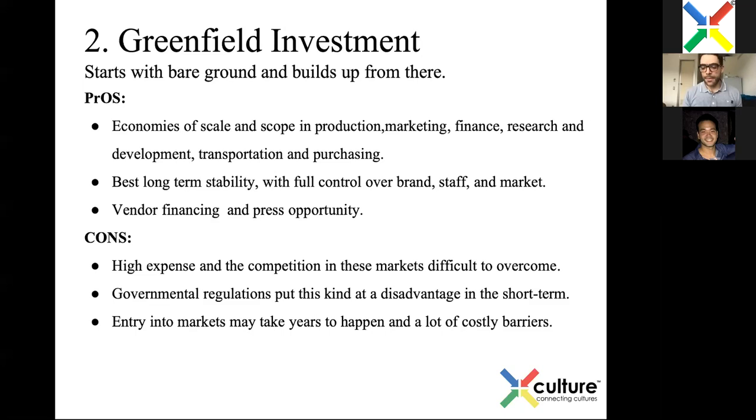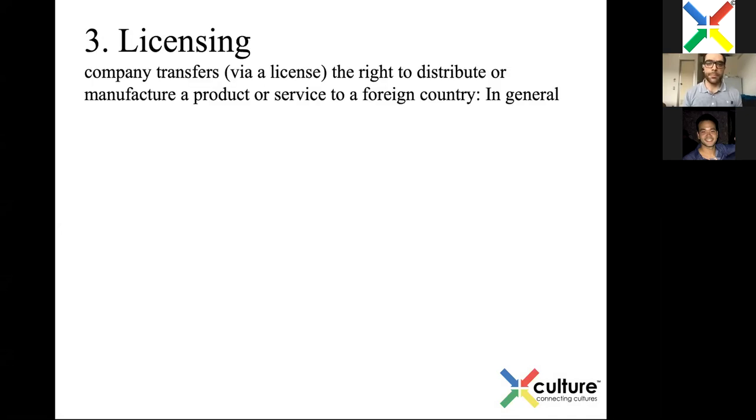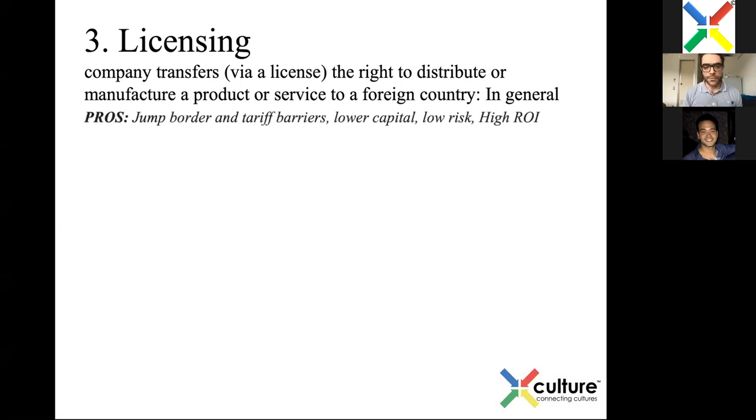The third entry mode is licensing. Licensing is preferred when a company transfers, via license, the right to distribute or manufacture a product or service to a foreign country. This is in general. We have a process which is jump borders and tariff barriers, lower capital with low risk and high ROE.